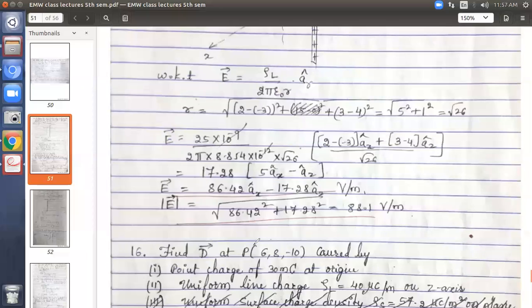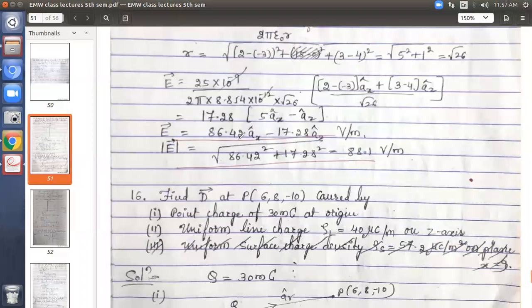This is one problem. If the question is to find the magnitude, how will you take it? Square root of this value squared plus this value squared. Coefficients you have to take, square them, add them, and take the square root of the answer. You will get 88.1 volt per meter. I hope you understood this problem. Any doubts, you can ask me here.